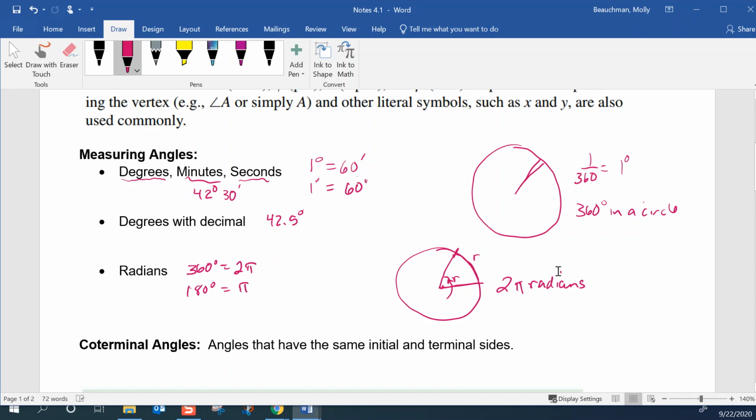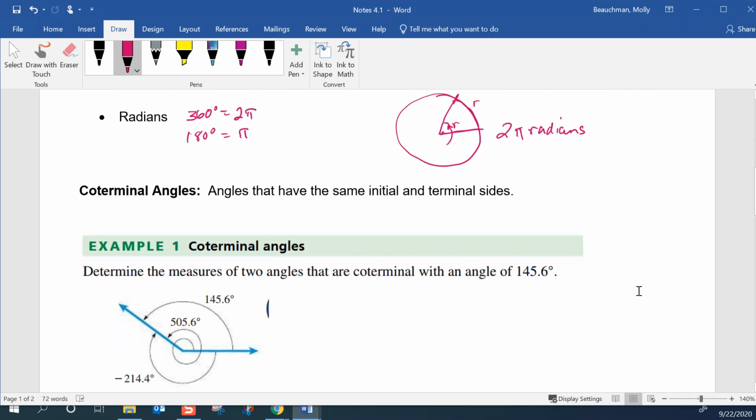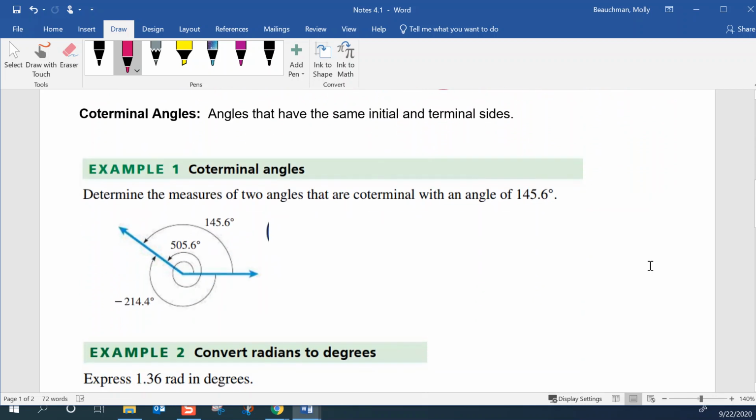All right, coterminal angles is the next idea in the introduction to angles. Coterminal angles are angles that have the same initial and terminal sides. So for a coterminal angle, example 1: determine the measures of two angles that are coterminal with an angle of 145.6 degrees. So this angle from here to here is 145.6 degrees.